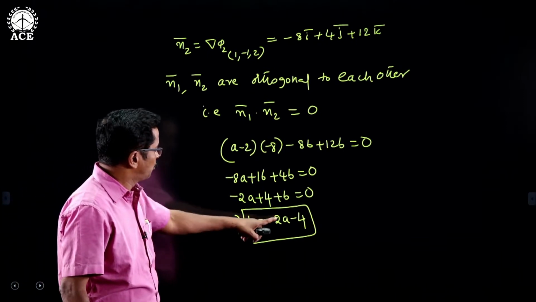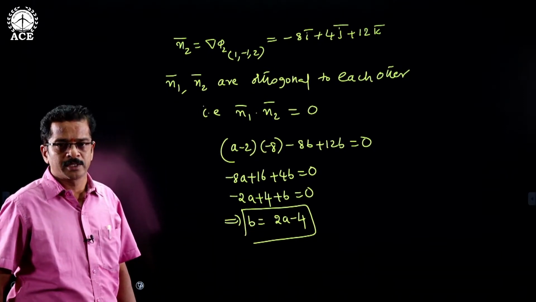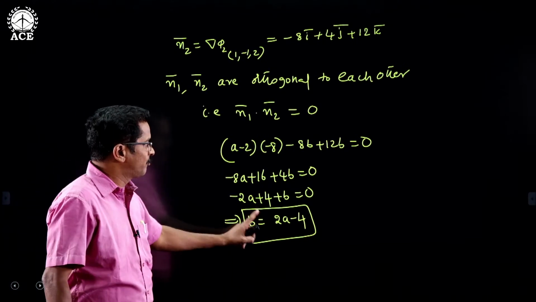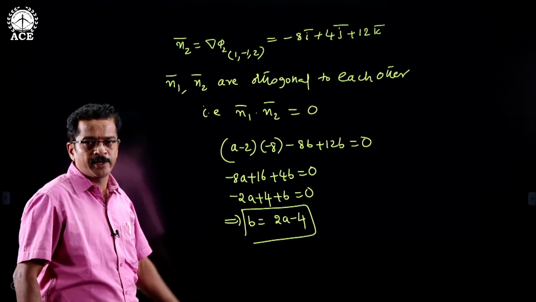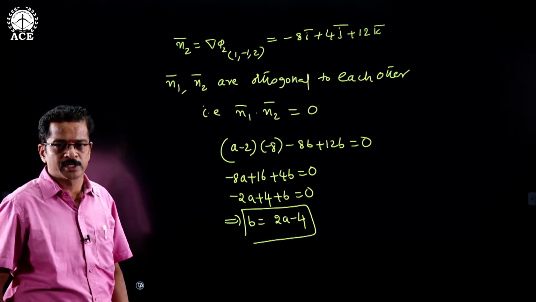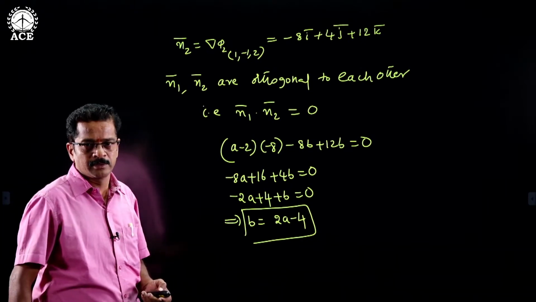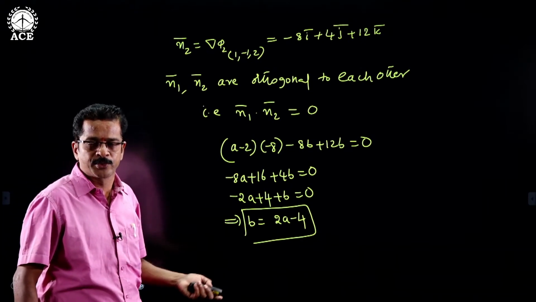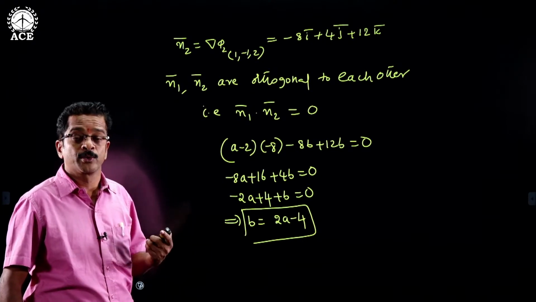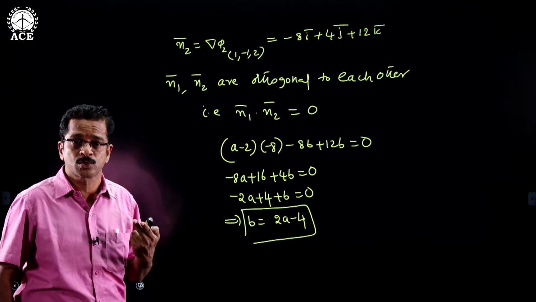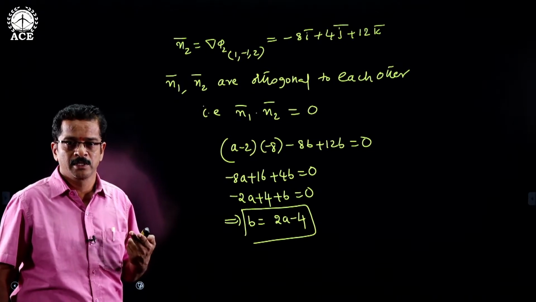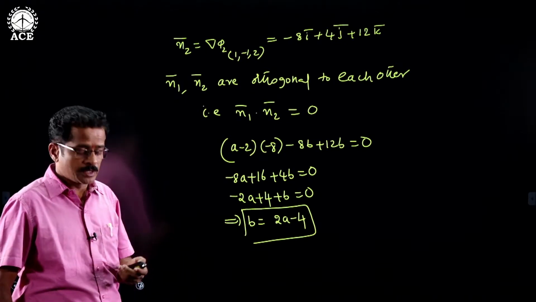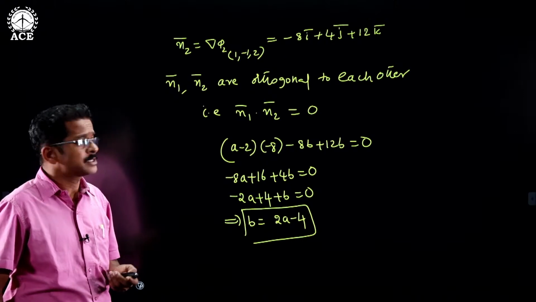This is the relation we are getting for b and a. So here you have two unknown constants, but we got only one equation. You still need one more equation to find a and b. With a single equation you cannot find two unknown constants. To find two unknown constants you require at least two equations. So another equation you need to find. How do we find another equation?